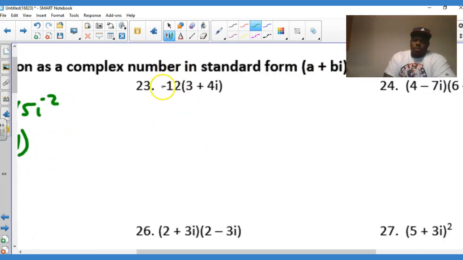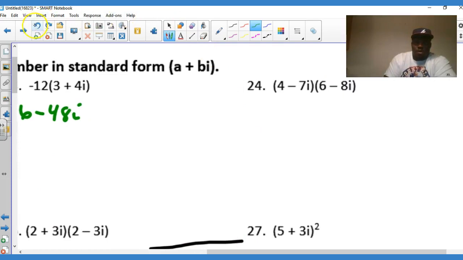Here, we're going to distribute negative 12 times 3 plus 4i. So negative 12 times 3 is negative 36, and negative 12 times 4i is negative 48i. There's no i squared here, so that's the final answer.